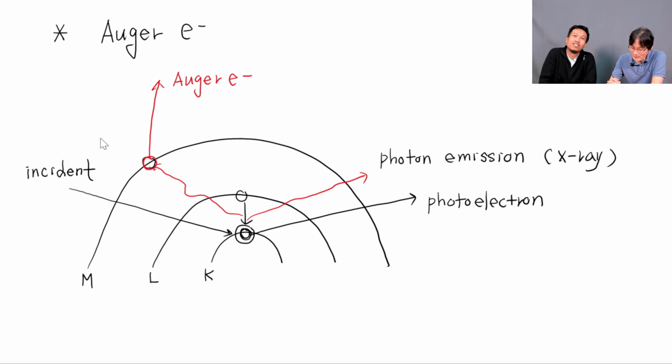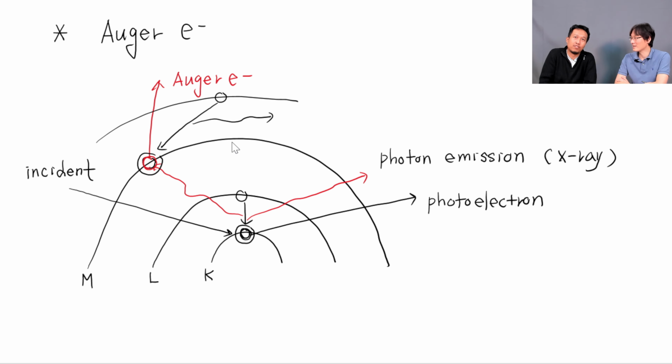So what about that? Another shell: this also becomes a vacancy. So another electron wants to shift also, and that also generates an X-ray, in that kind of way. I'm not too familiar with this one because it's rarely used in experiments, right?